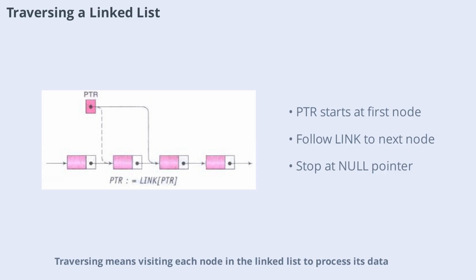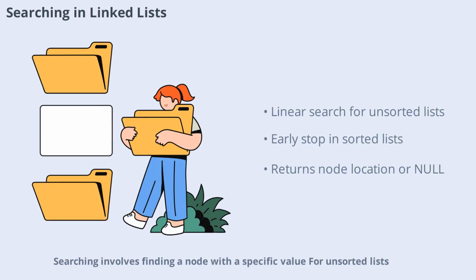Traversing means visiting each node in the linked list to process its data. This is done using a pointer variable, usually called PTR, which starts at the first node and moves through the list by following the link field. The process continues until PTR becomes null, indicating the end of the list. Traversal is fundamental for operations like printing, searching, or modifying the list, and is the basis for many linked list algorithms. Searching involves finding a node with a specific value.